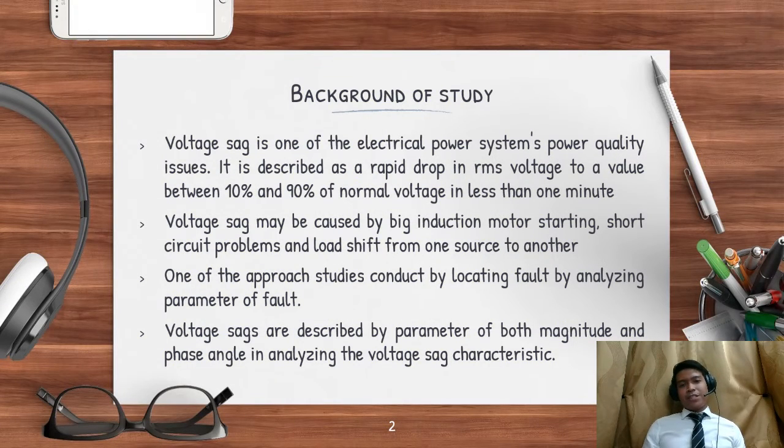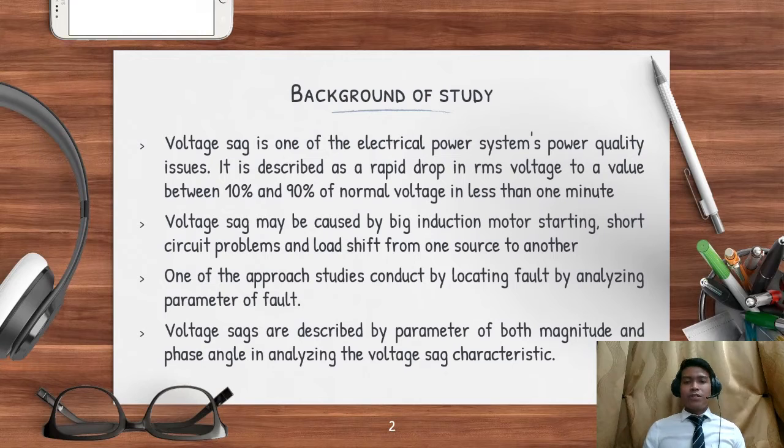Voltage sag is described as a rapid drop in RMS voltage, the value between 10% and 90% of normal voltage in less than a minute. It is one of the electrical power system quality issues. Most common causes of the electrical voltage sag are a big induction motor starting, short circuit problem in the network, and the load shift from one source to another.